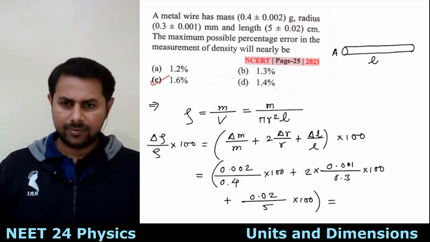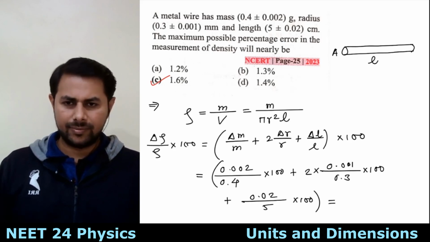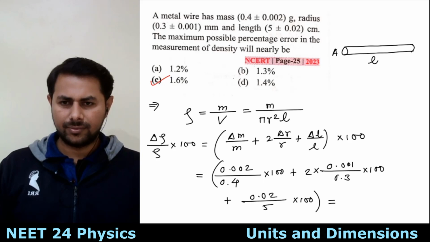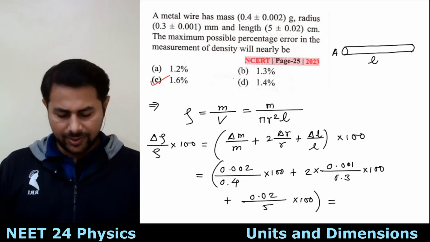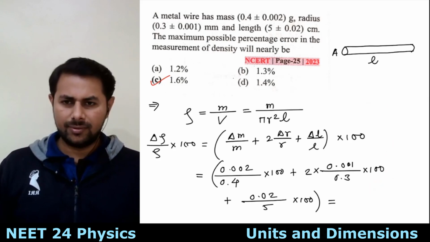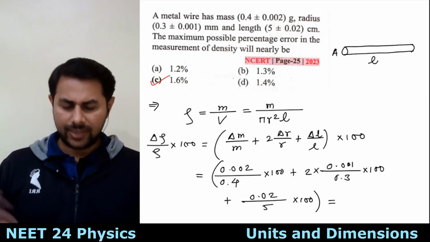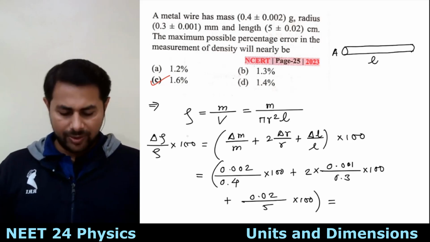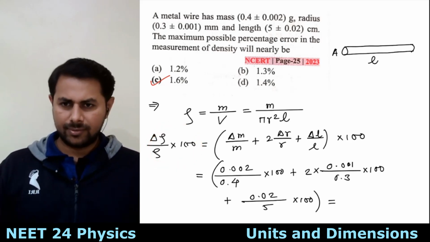Right? Everyone can check. Okay, so that's the answer, right? 1.6. Okay, so this is simple question. Yes, it is directly based on this formula, composite error, right?